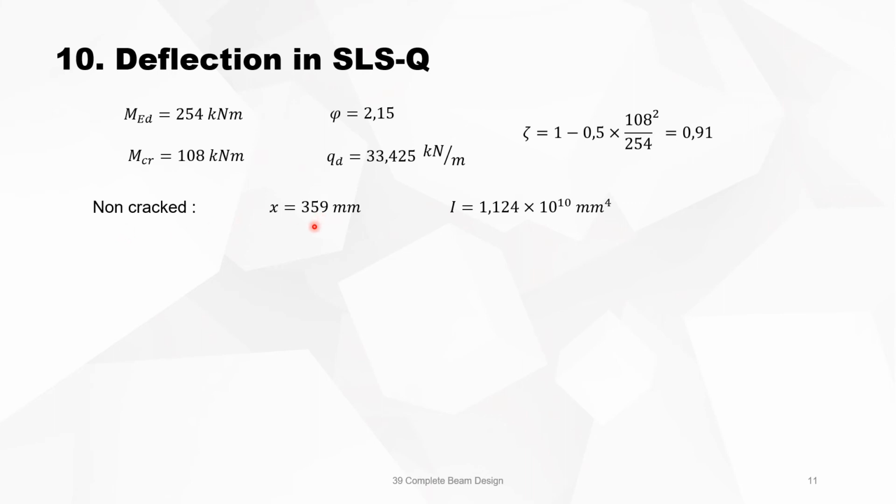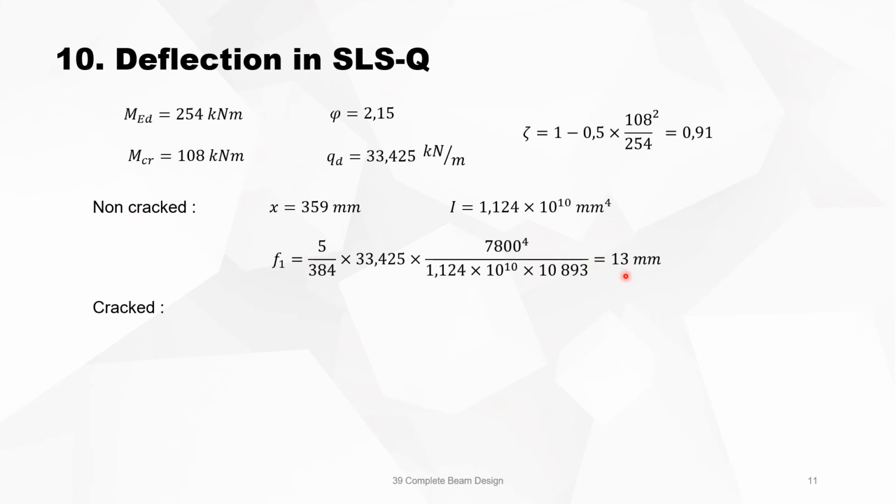Non-cracked section, we have already calculated the depth of the neutral axis of the non-cracked section, also the moment of inertia. Then we can easily directly calculate the sag of the beam for the non-cracked section, which is 13 millimeters. For the cracked section, we've seen that it was 253 millimeters and the EI was 0.65 times 10 to the power 10.